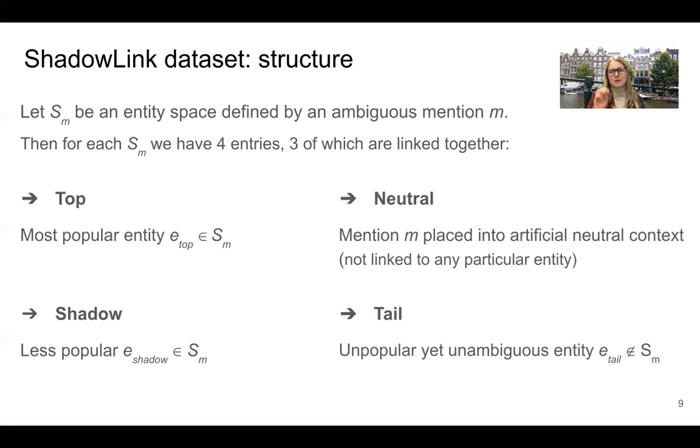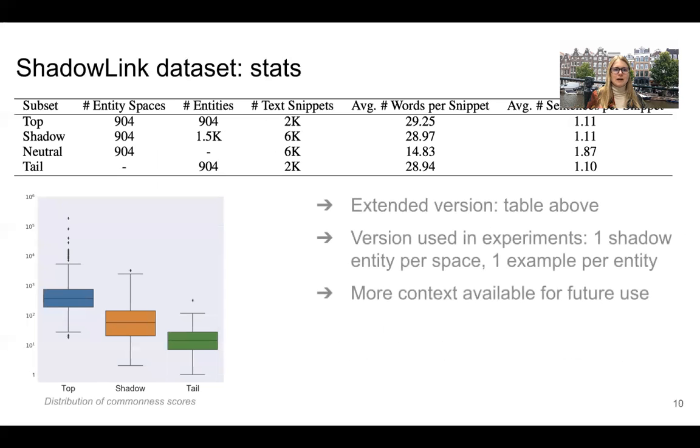And we use them to compare entity overshadowing to long tail entities to figure out which is more challenging for the models. So we have 904 entity spaces, and we also have 904 tail entities to match them. The commonness scores of the top entities are pretty high, and they are, of course, higher by design than the commonness scores of other subsets. And the tail entities were sampled in such a way that their commonness score is not higher than the threshold.